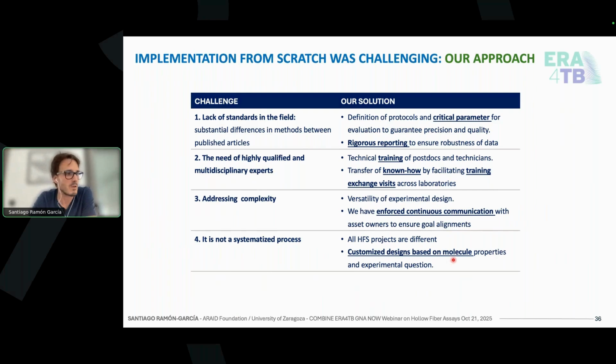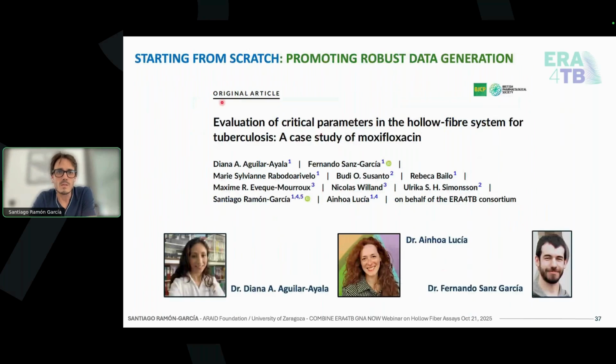Depending on the physicochemical properties of the drugs, it's easier or more difficult to work with the drug in the system. So every experiment has to be properly customized for this. With all this, we published an initial work in which we define all these criteria.